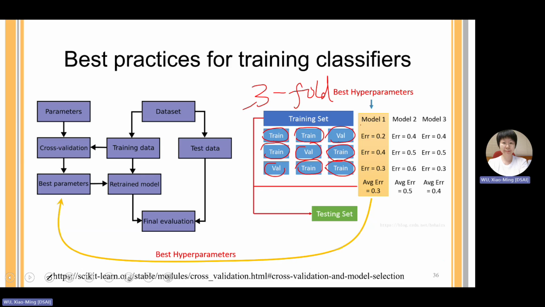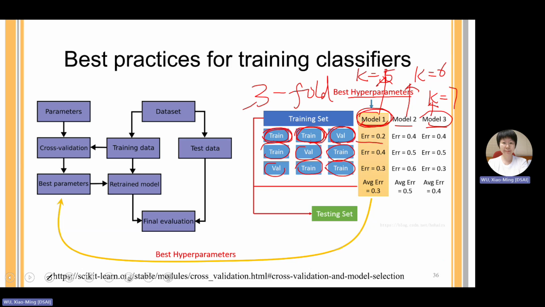And what do model 1, model 2, model 3 mean? In terms of hyperparameters, model 1 could be, for example, nearest neighbor with k being 5, model 2 could be k being 6, and model 3 corresponds to k being 7. For each model, in this run, the first 2 folds are used for training, and the last one is used for validation.